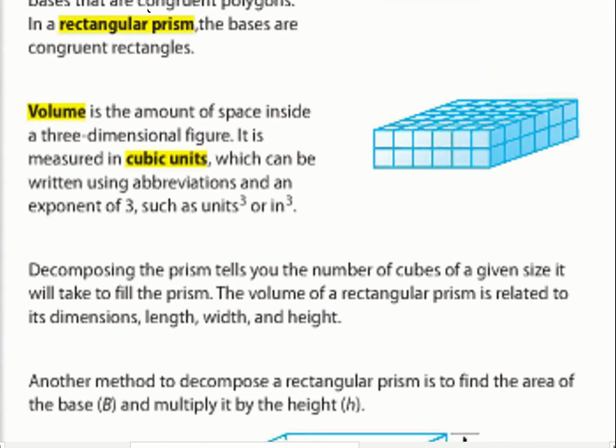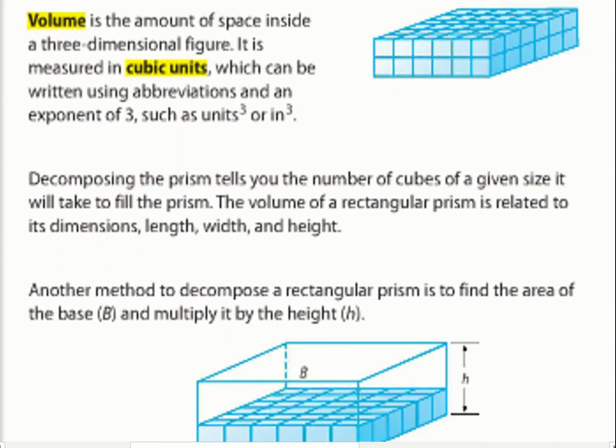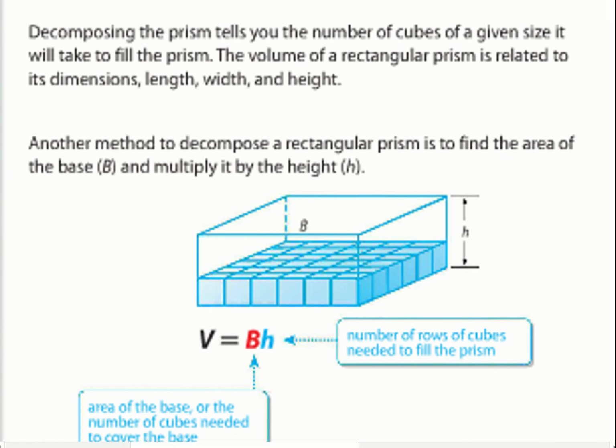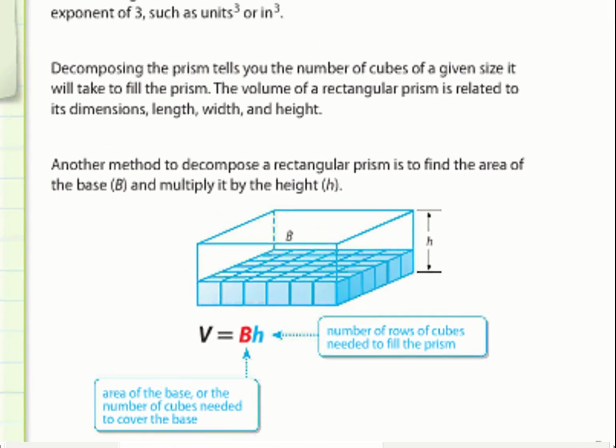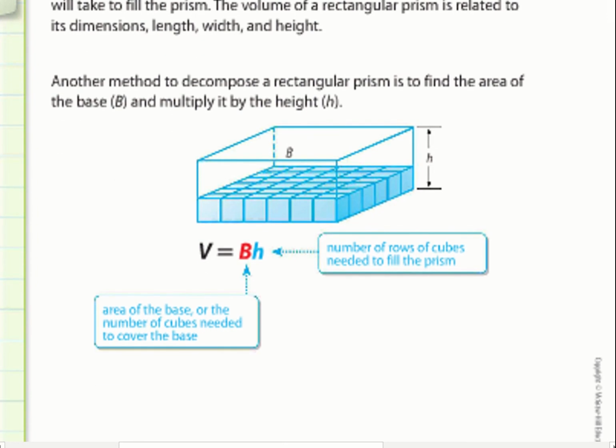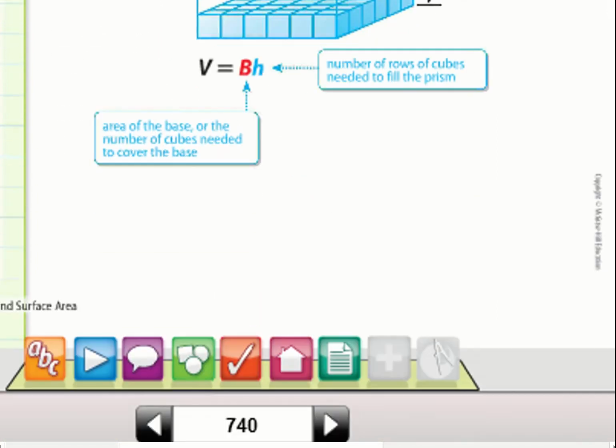Volume is the amount of space inside a 3D figure. It is measured in cubic units, which can be written using an exponent of 3, such as units to the third power or inches cubed. Decomposing is finding the number of cubes of a given size that will fit in the prism. Another method to decompose a rectangular prism is to find the area of the base and multiply by the height.